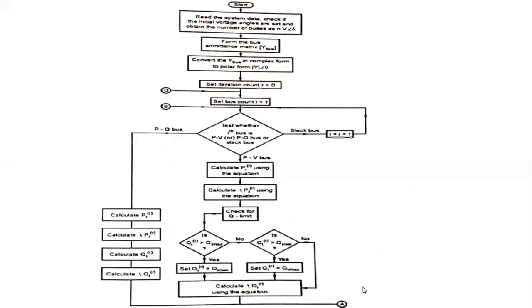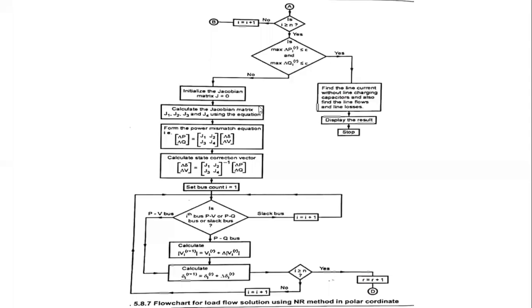If it is yes, then again go back to this state. If it is no, then I equal to I plus 1. Then it will again check whether it is the slack bus, the PV bus or the PQ bus, and then it will follow like this.